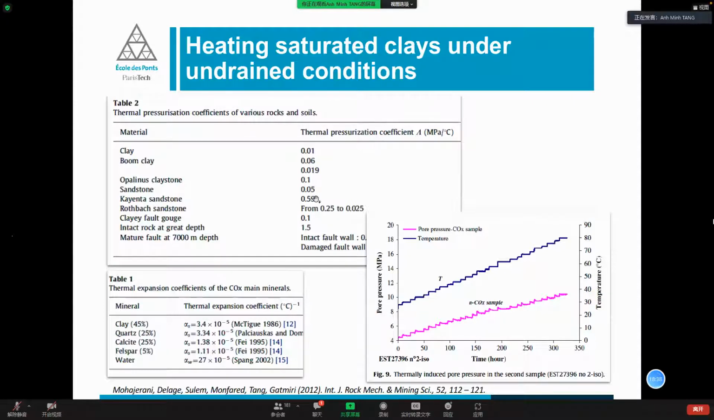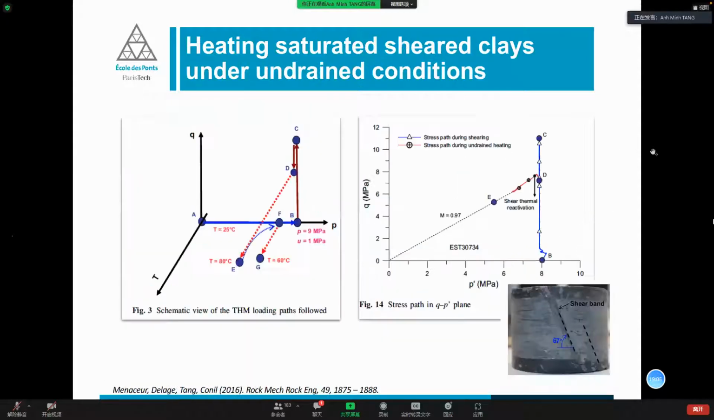We also developed a theoretical formulation to estimate this coefficient from the thermal expansion coefficients of the different materials inside, and of course using the compressibility of each material, using poromechanics.